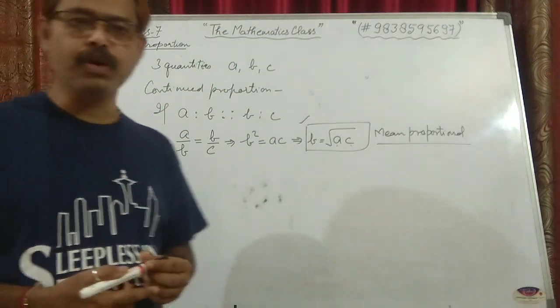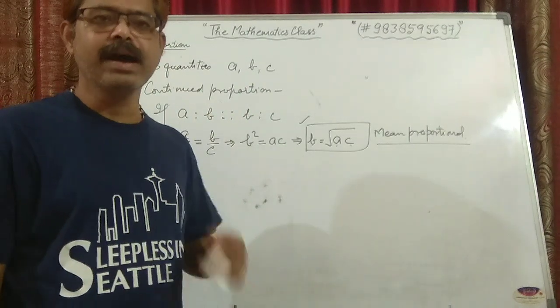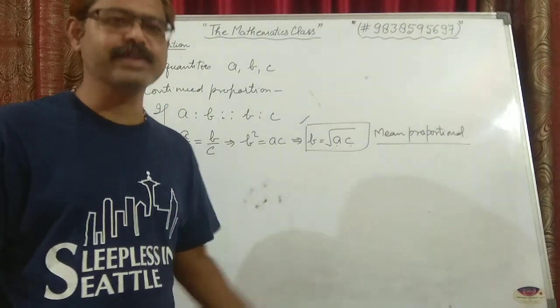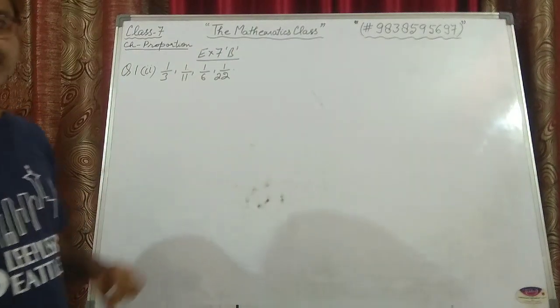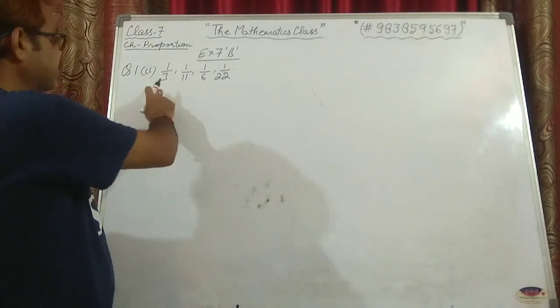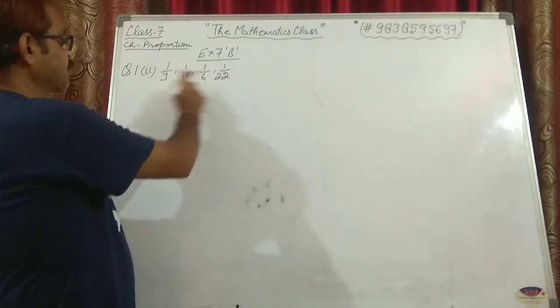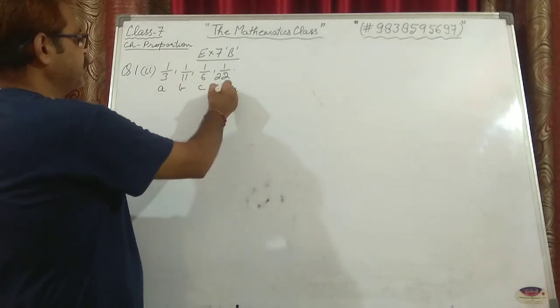So now we move on to the questions, and we will move on to exercise 7b and see what type of questions are there. We'll discuss some questions. Now exercise 7b, we have taken first question, second part. We'll be doing two parts. It has 4 parts. We'll be doing second and fourth. Now they say check whether these are in proportion or not. So let us take first as A, B, C, D.